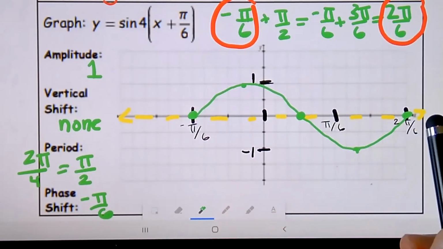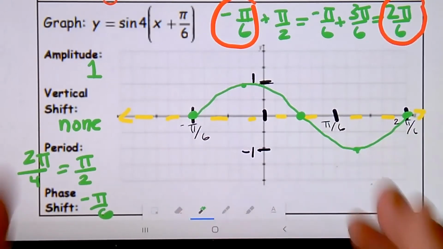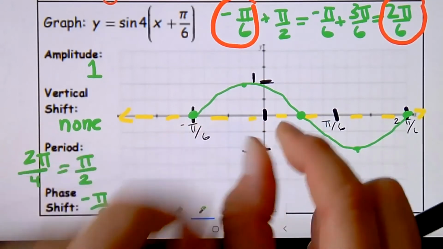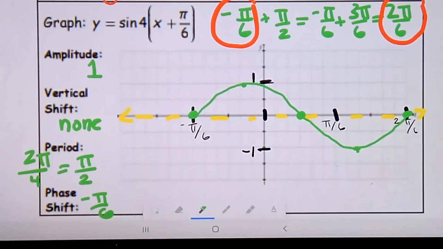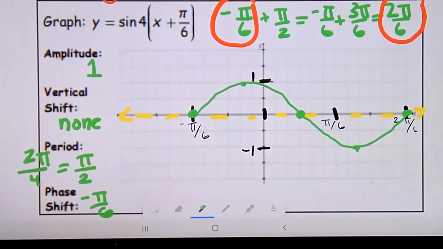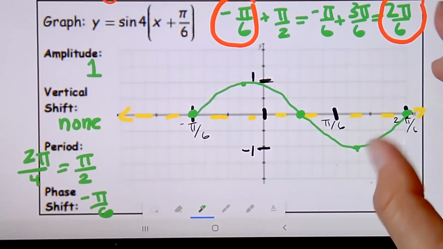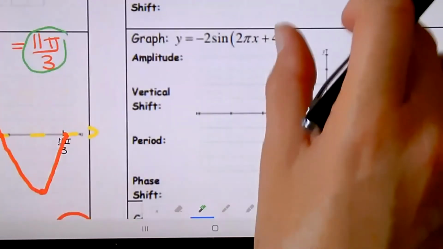And that's my graph. Okay, just kind of spacing it out. Obviously, if I did pi over 6 really tiny, I could, but I'm just spacing it out so we can kind of see the flow of the graph. Okay, so next one.